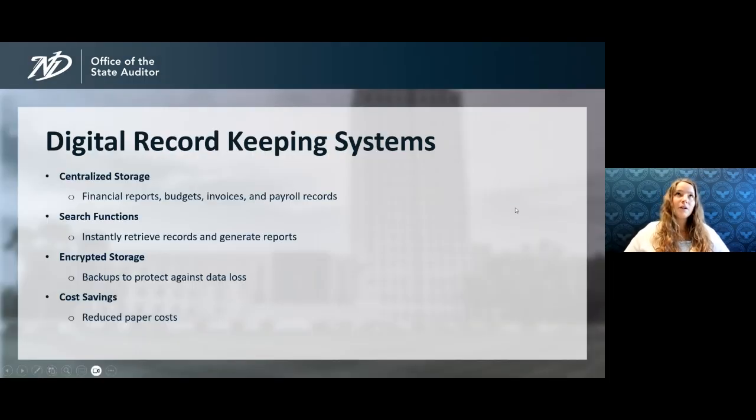So then I want to move on. Depending on the size of your district or your entity, in North Dakota, we have cities that have millions and millions of dollars that they work with. And then we also have very small districts as well. So depending on what it looks like, you have to find the best record keeping system for your district. But that's going to vary depending on the size of your district.